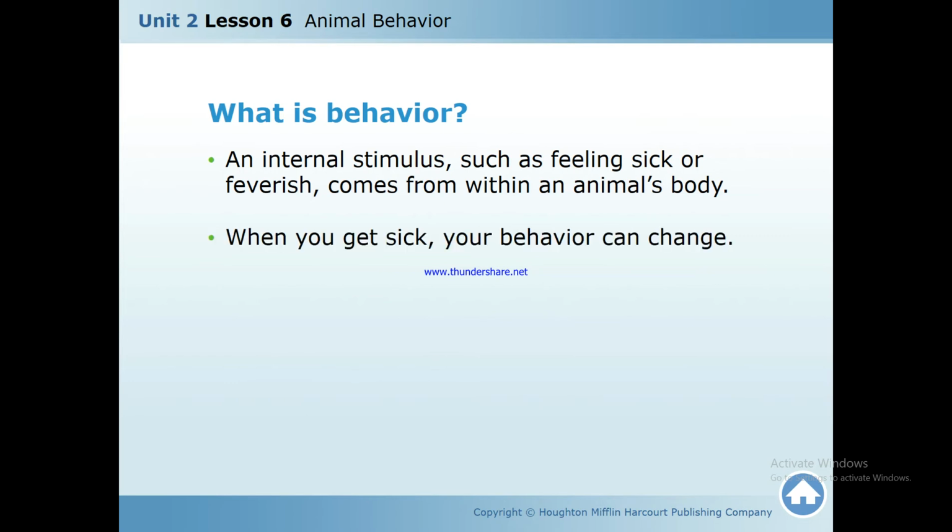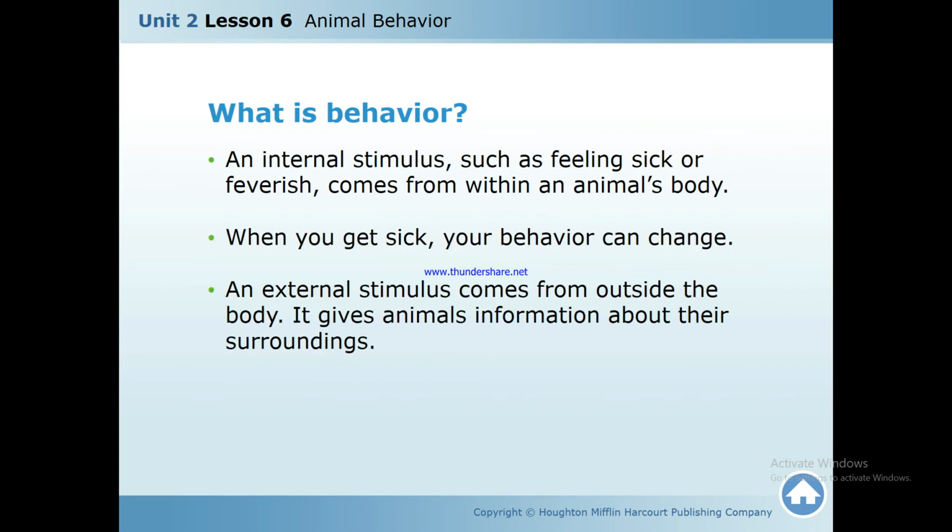And now next I will explain to you about external stimulus. Okay, external stimulus comes from outside the body. It gives animals information about their surroundings. Okay, so let me give you an example first. Somebody knocks on the door or somebody comes. What is your response? That is the external stimulus. That is not from your body. That is in response to something which is happening externally.